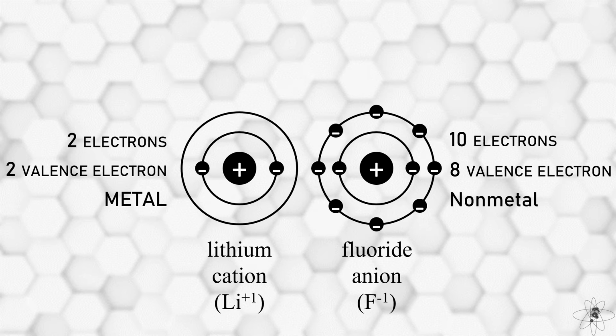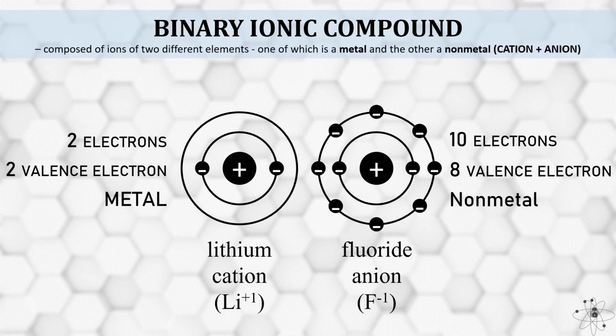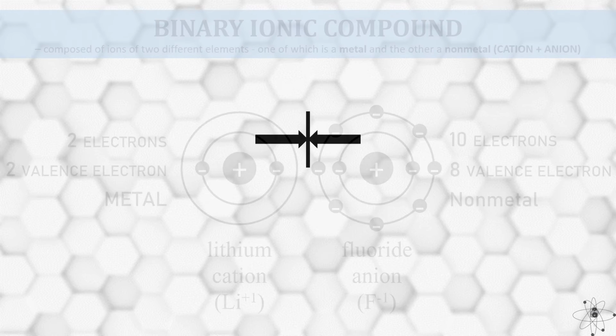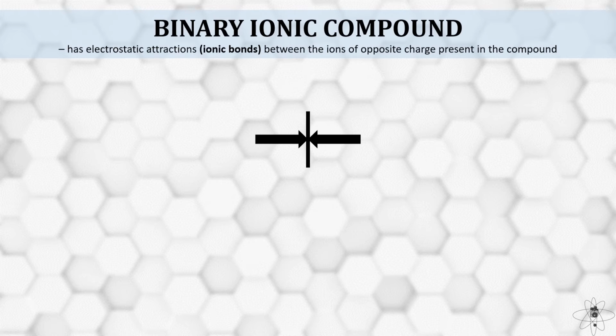Lithium and fluorine form another ionic compound, a binary ionic compound, which is composed of ions of 2 different elements, one of which is a metal and the other a non-metal. Again, the compound formed by this transfer is stabilized by the electrostatic attractions, or ionic bonds, between the ions of opposite charge present in the compound.